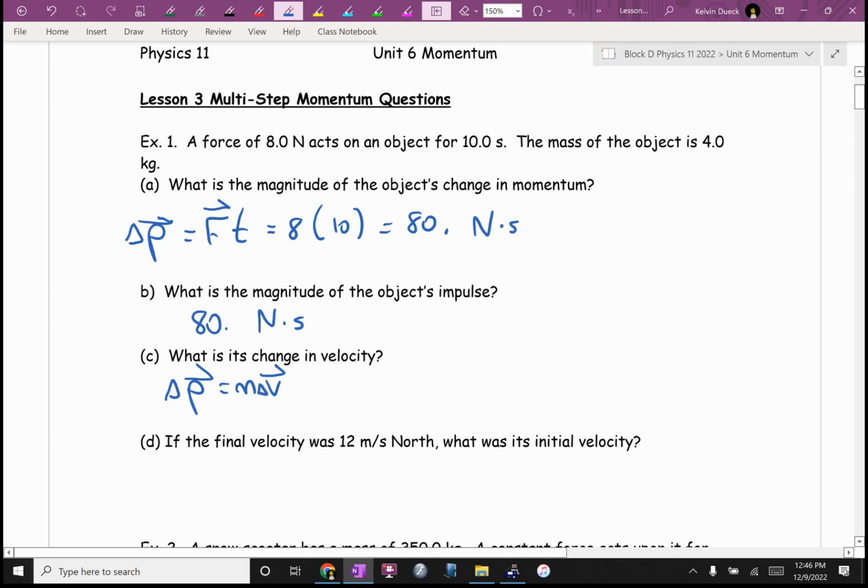Good. Colton, what does this want me to find? What's my abbreviation for change in? Delta. You know what? It wants me to get the delta v by itself. What's the m doing to the delta v? So, yep.